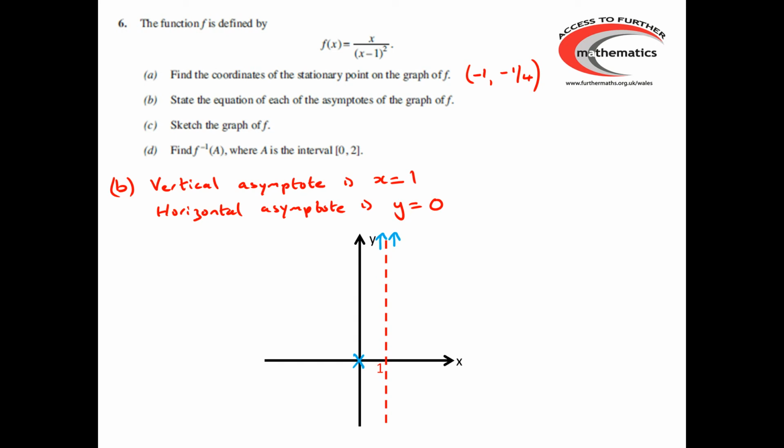If x is a very large positive number, x over x minus 1 squared is going to be a small positive number. So we're going to be approaching the x-axis from above. On the other hand, if x is a very large negative number, then x over x minus 1 squared is going to be a large negative number divided by a very large positive number. So that's going to give me a small negative number. So there we go.